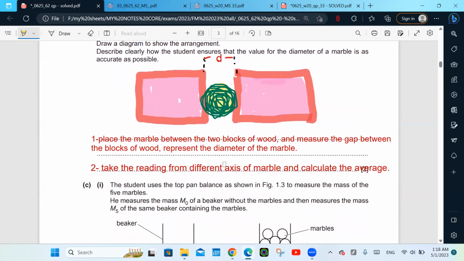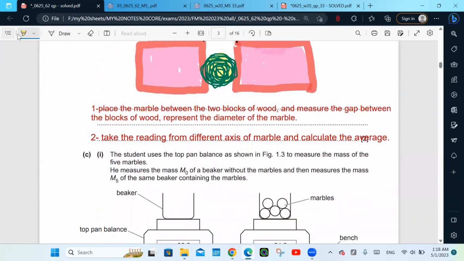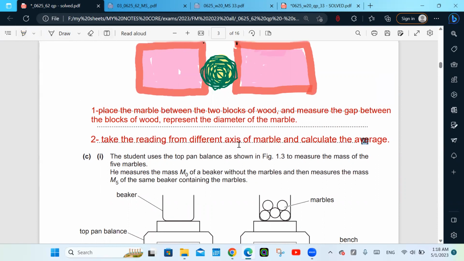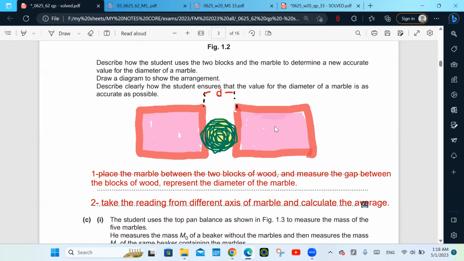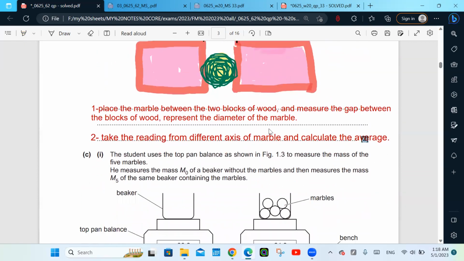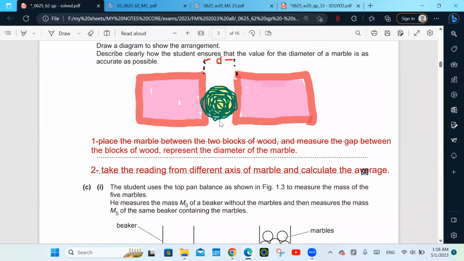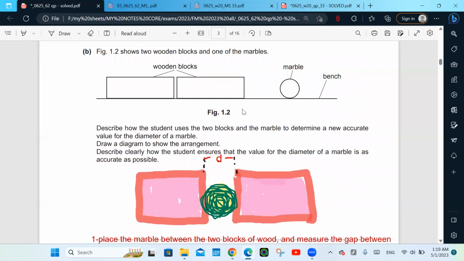So here we have a question. The mark of the question is 2 marks, so we need 2 keywords to get your marks. First of all, my recommendation is to draw a diagram, a simple diagram, not a diagram like artists, just a simple diagram to represent how we can measure the diameter by using the 2 blocks and a marble.